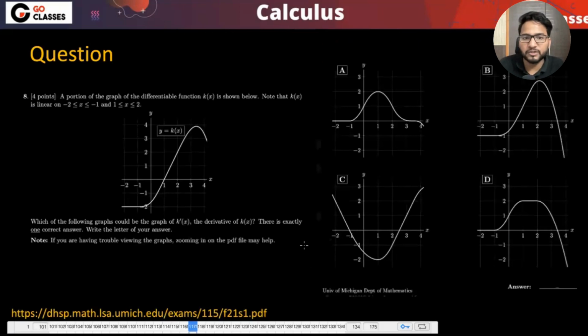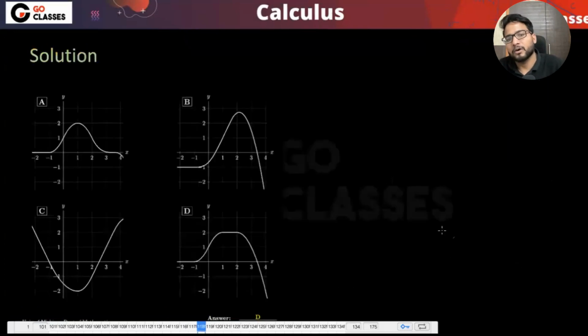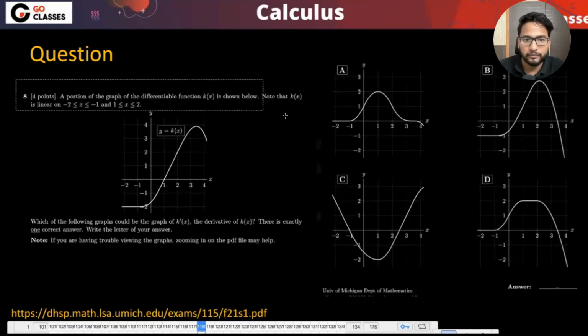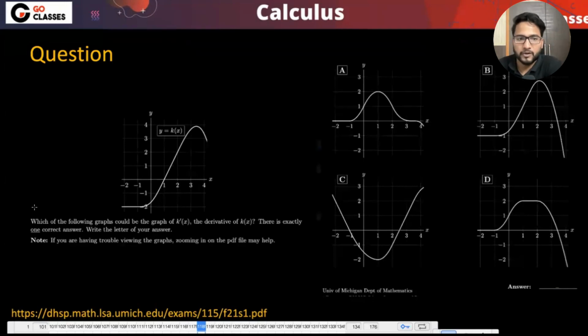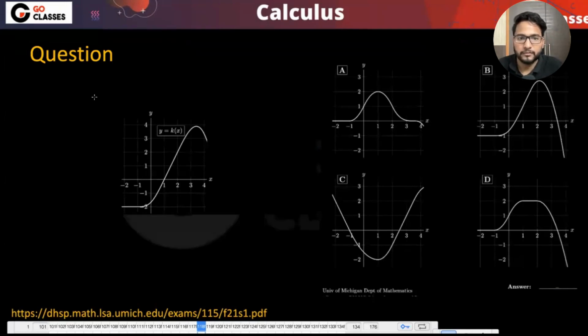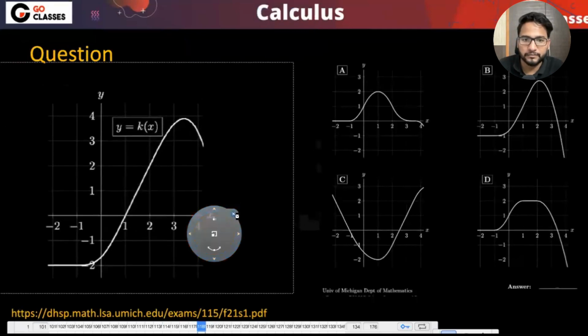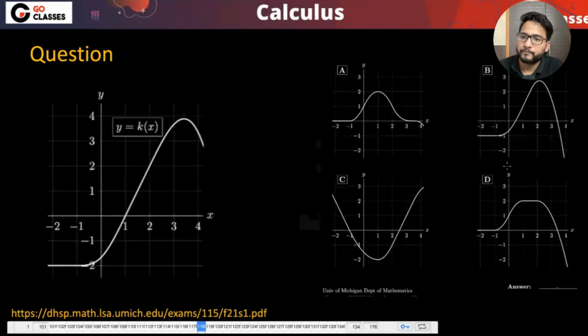So I will just zoom it out, but let's just read this question first. What they're saying is, a portion of the graph of the differentiable function k x. So they have given k x, and then they're asking what is the possibility of the graph for k dash x. Okay, which means, sorry. Just a second. So they have given you this k x. Okay, let me just zoom this out. And then they're asking the possibility of k dash x. Can you tell me?